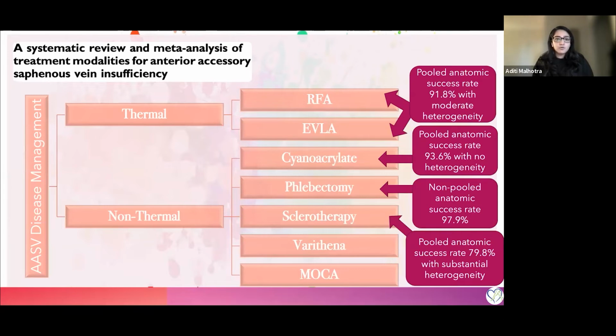Unfortunately, when it comes to MOCA, there just is not a lot of evidence out there specifically for AASV. It is present for the GSV, but I was not able to find many studies that commented on MOCA when it came specifically to the AASV.